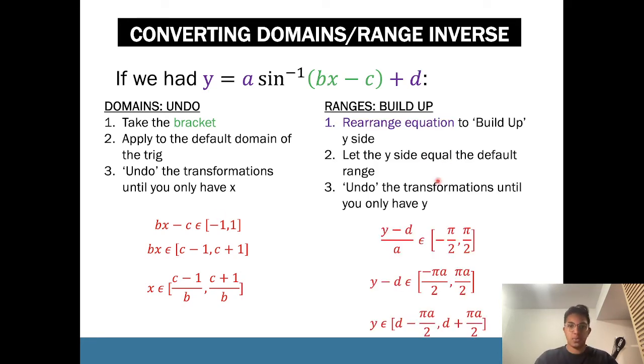But with the range, we want to start with our altered bit. So what we want to do is subtract d from this side and then divide by a. So we get y minus d over a. And then all we have to do is reverse this transformation again in this manner. So these two, I'd recommend having these in your formula book or your notebook when you take into exam 2, and know how to solve these in exam 1 as well.